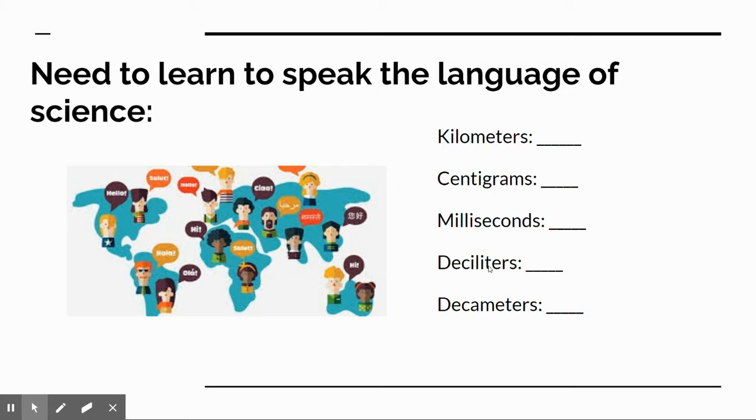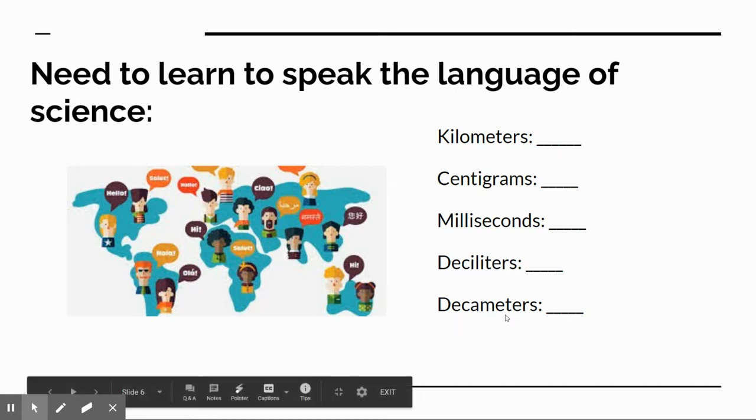Liters is the only one that's a little tricky there, and liters is a capital L. The reason for that is a lowercase l looks like a 1, and so it's just a way to keep our penmanship straight. So deciliters would be lowercase d, capital L. Decameter would be dam.